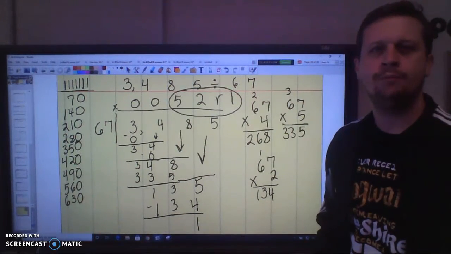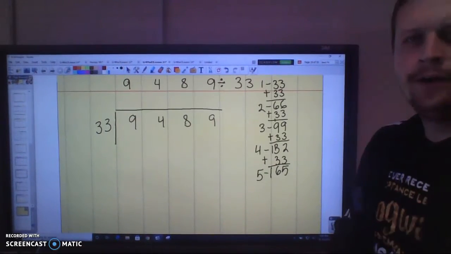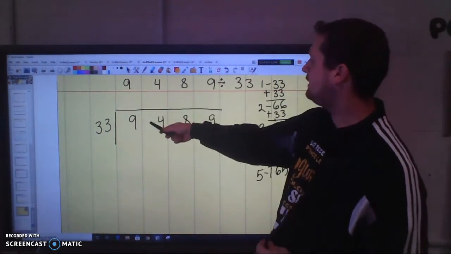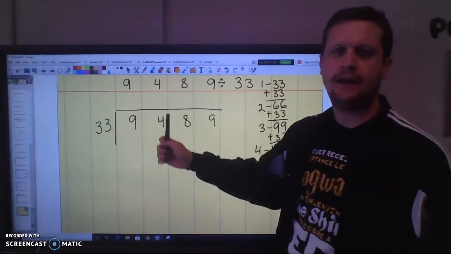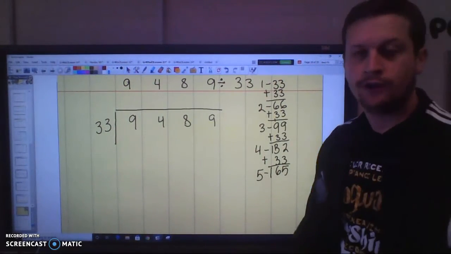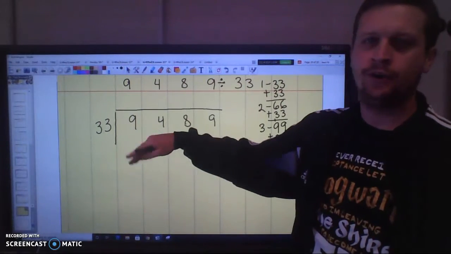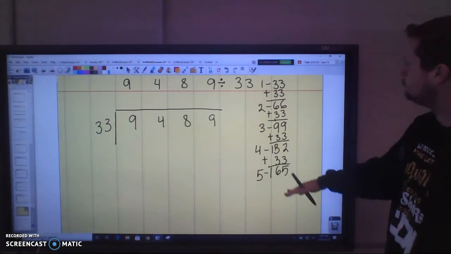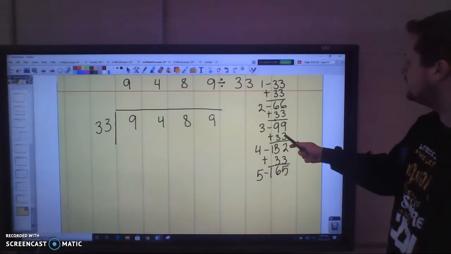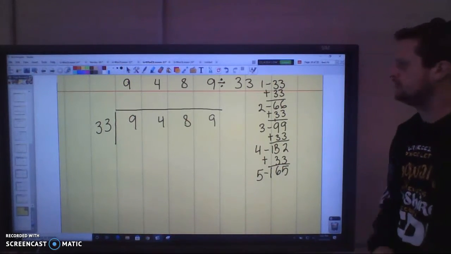We're going to do one more. This time we're going back to just listing the multiples. All right, here's my next problem. We have 9,489 divided by 33. I already have my first 5 multiples up here. 33, 66, 99, 132, 165.